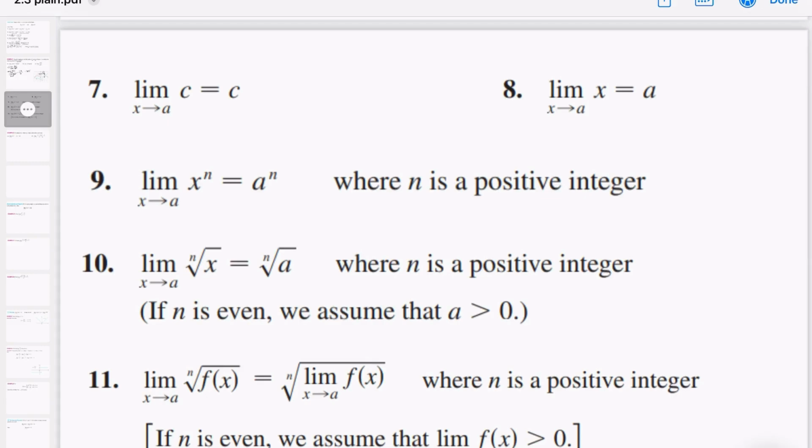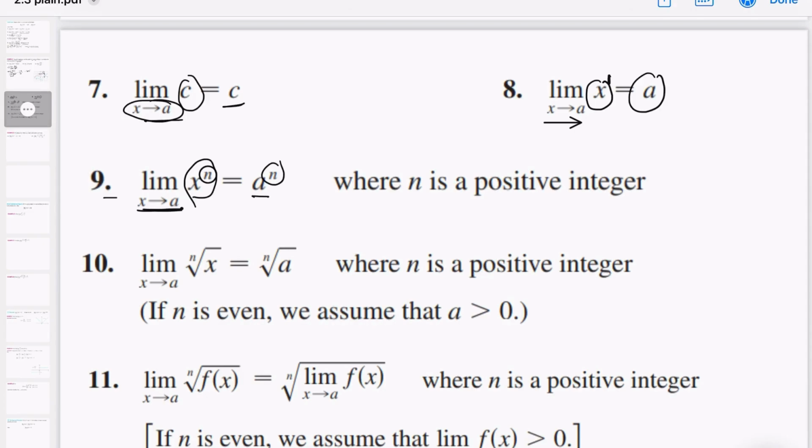Here we have some more laws that we need to know. The limit of a constant, whatever it is, when x goes to whatever a it is, is just the constant. And the limit of the function x to power 1 as x goes to a is equal to a. It's like a direct substitution. And the limit of x to the power n, where n is a positive integer, as x goes to a, is just equal to a to power n.